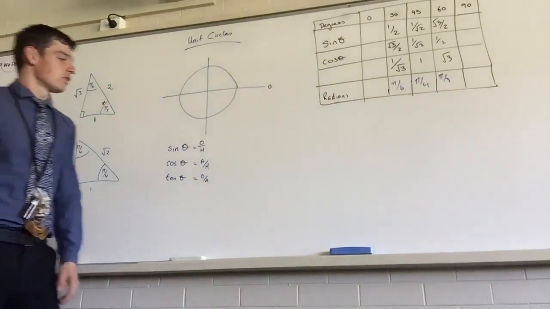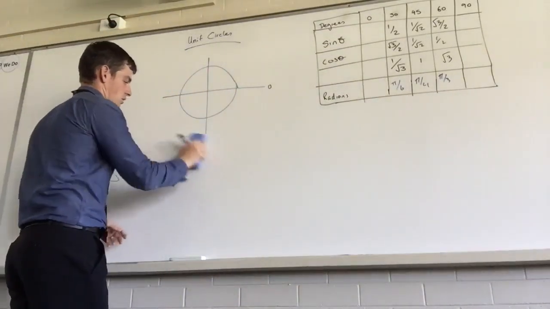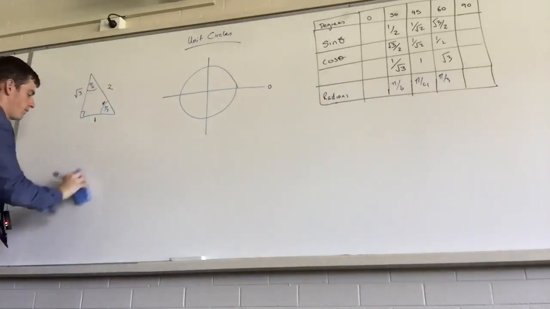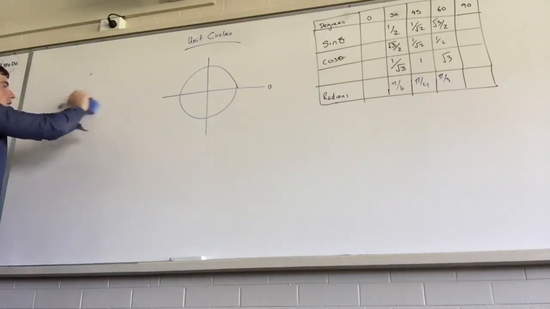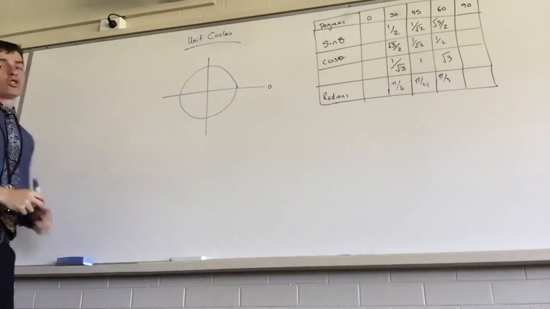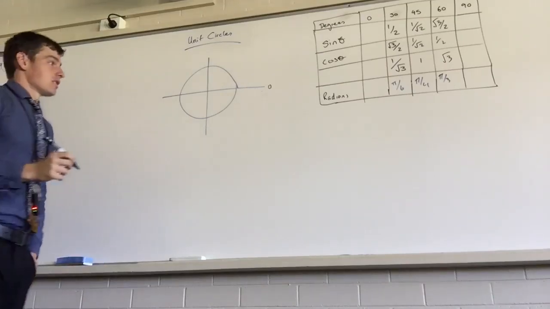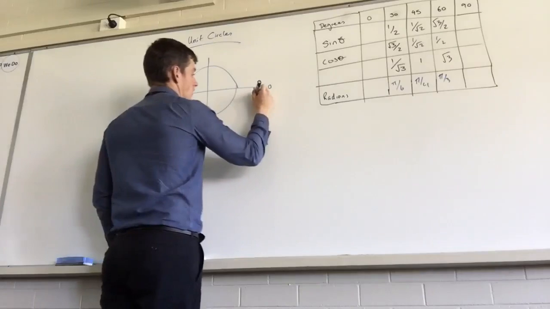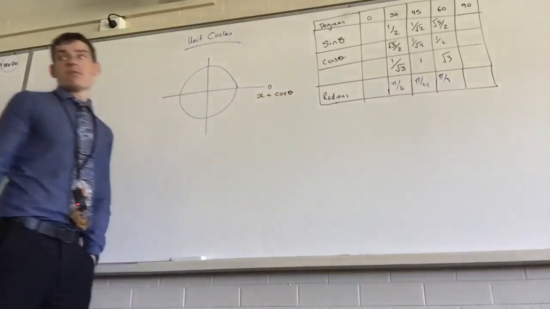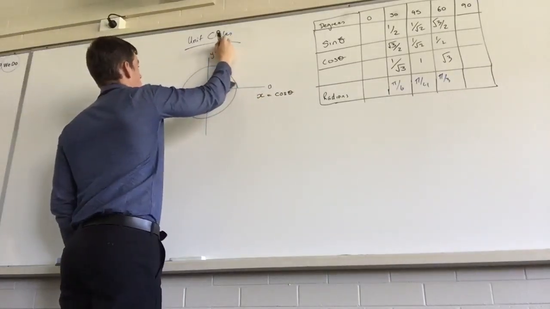I like to think of, we don't need our triangles anymore. They're gone. They're the only values, plus the ones I'm going to show us, that we'll need to know off by heart. Everything else, you should be able to figure out. I like to think of the x-axis as cos theta. And I like to think of the y-axis as sine theta.